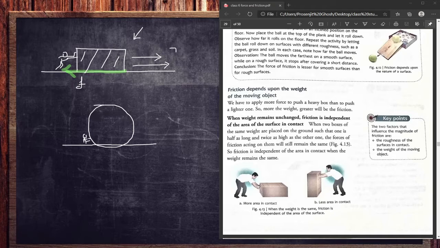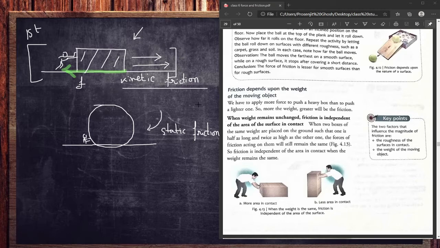For the first one, where the block is moving forward, we say it is kinetic friction. You must write it in your copy: the kinetic friction is working when the block is moving forward against the surface. Alright. But in this case, when the stone is not moving forward, the friction is called static friction. So we got two frictions, kinetic friction and static friction.